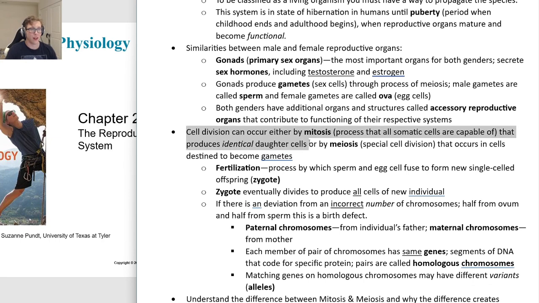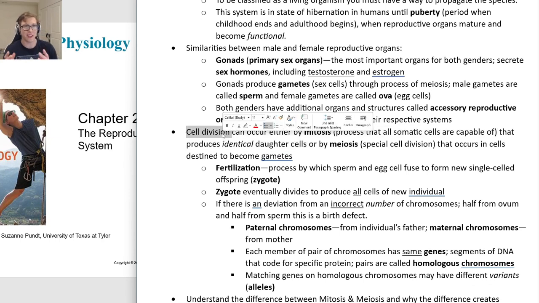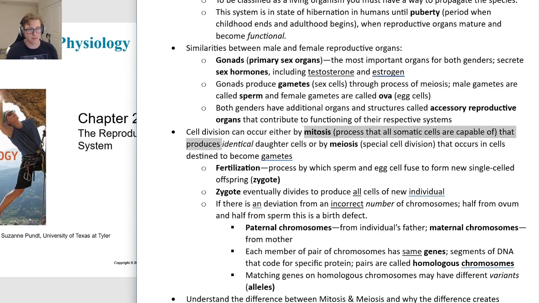Now, cell division. All the cells in your body, your skin cells, how come we still have skin? Cells can make more cells. That process is called mitosis. All somatic cells are capable of this. It's why you have skin cells. It's why the lining of your stomach gets replaced so often. Every single cell can actually replicate itself. And they're identical. Mitosis, MIT, identical cells.